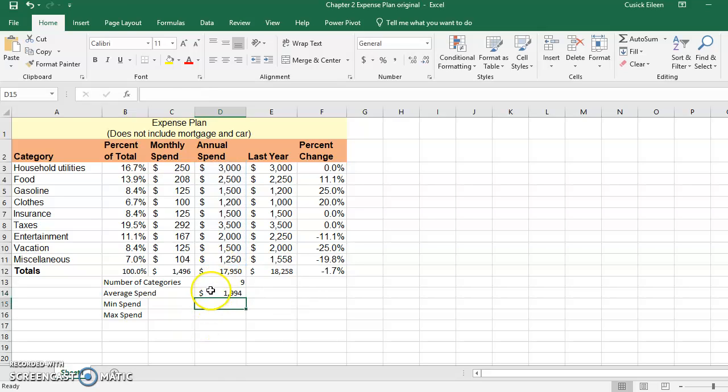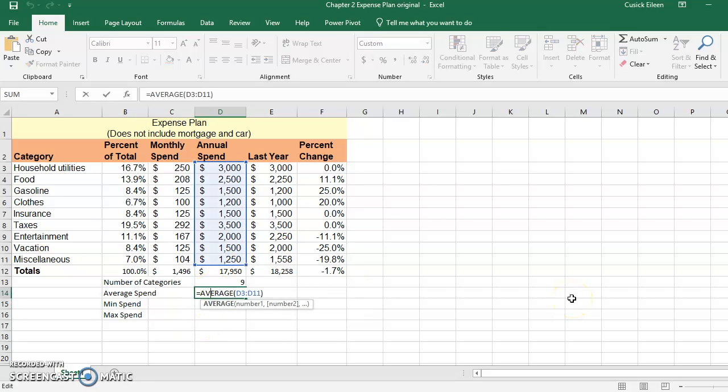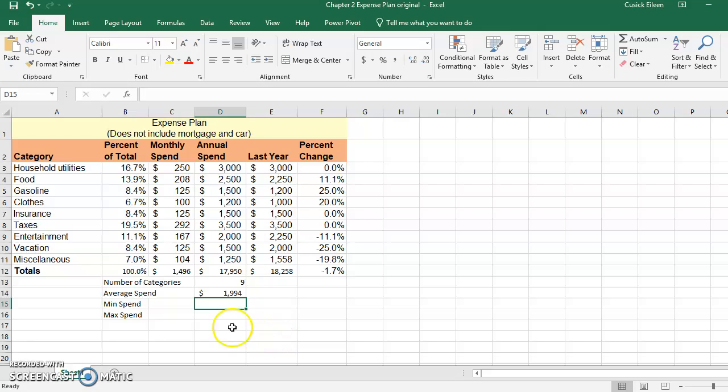I'm going to hit enter. Something I hope you're starting to notice now is that there are 4 parts to every function here. The equal sign is the first one. The name of the function, average. The parentheses, there's the third part. The fourth part are the arguments that are passed. In this case, we're passing the argument of D3 colon D11. So if I hit enter, there I have my 1994.